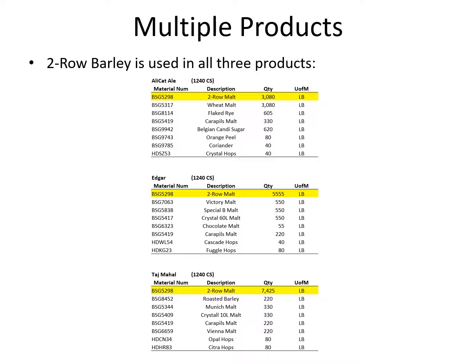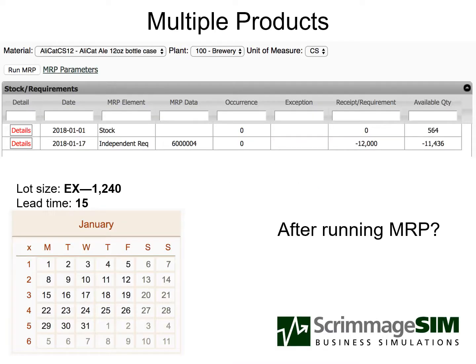Remember that 2-row barley is used in all 3 products. Also, specialty malts that are based on 2-row barley are used in all 3 products.